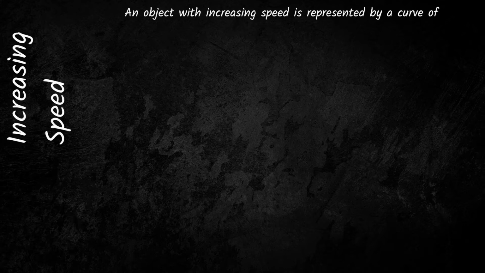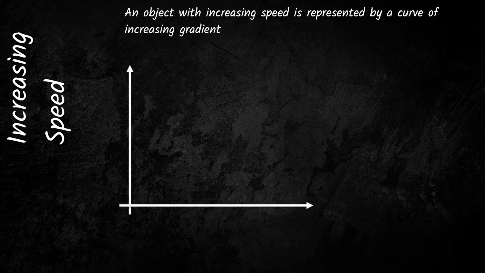For an object with increasing speed, your graph looks like a curve. It should be curving upwards because speed is increasing, hence the gradient should be increasing. So your graph should look something like this. It's important to remember that your graph is going to be curving upwards, which means the gradient is going to be increasing. How do we know that?